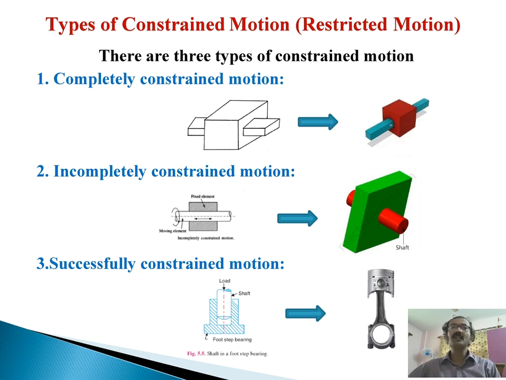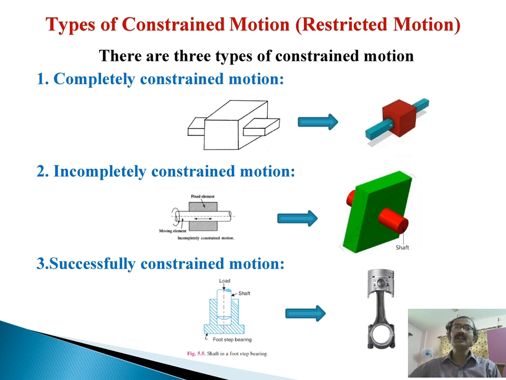Now what is completely constrained motion? When the motion between the two elements of a pair is in a definite direction, irrespective of the direction of force applied, it is known as completely constrained motion. So it is linear or rotary, a sliding or turning pair. In this first diagram, this is the example of completely constrained motion.